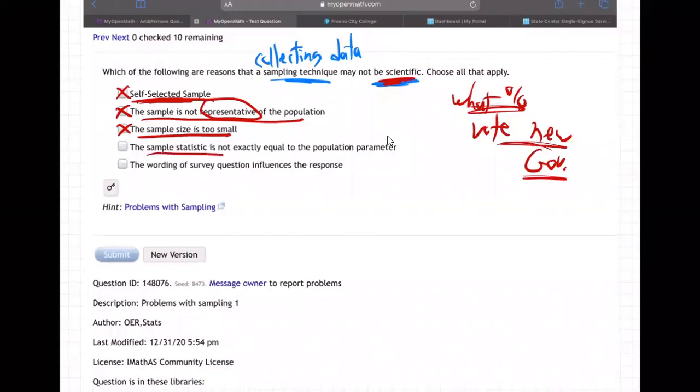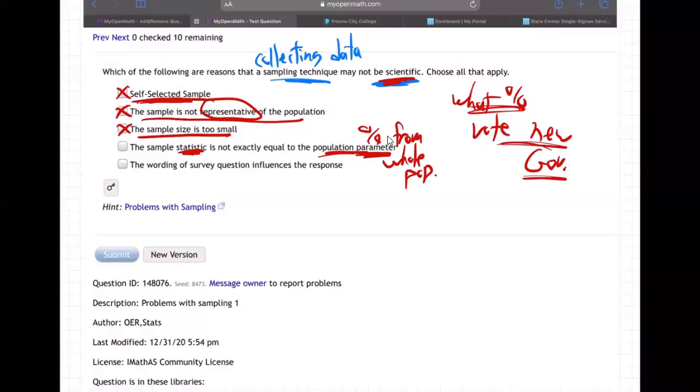Next, the sample statistic is not exactly equal to the population parameter. I know we haven't talked about these words yet. Don't worry about that. That's not it. We have mentioned the population parameter. That's the percent from the whole population, like for the whole state of California, what percentage is going to vote. So just because your statistic doesn't come out exactly equal, that's not the problem.